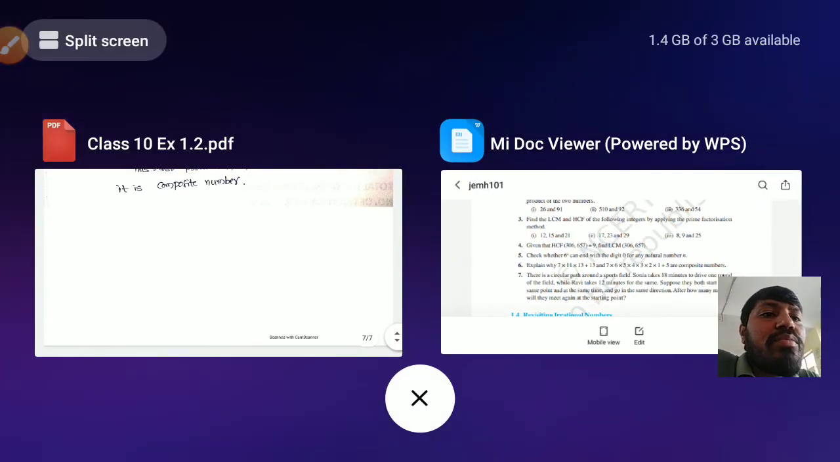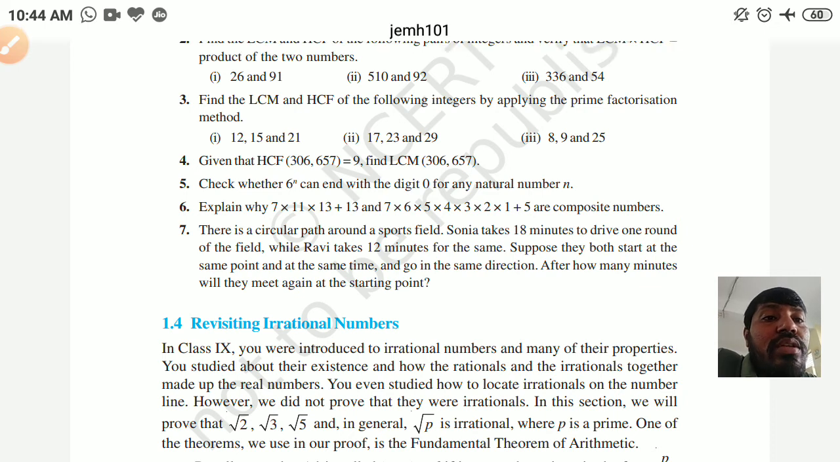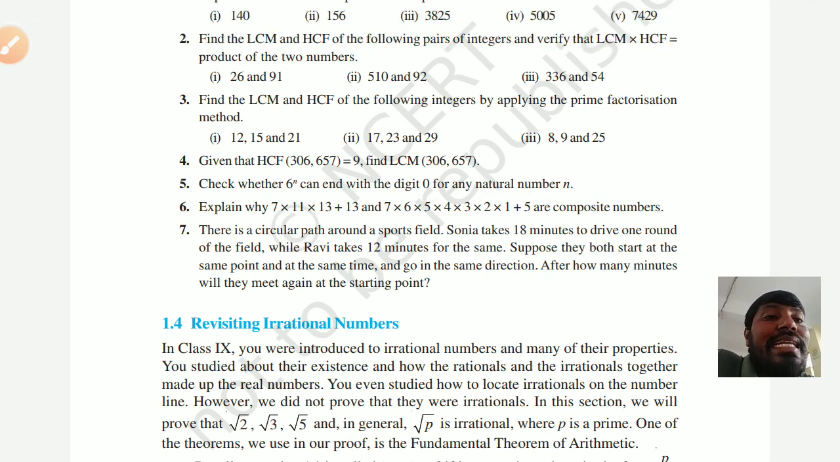And the seventh problem is very easy. Here you can do it as homework. There is a circular path around a sports field. Sonia takes 18 minutes to drive one round on the field and Ravi takes 12 minutes for the same. Suppose they both start at the same point at the same time and go in the same direction. After how many minutes will they meet again at the starting point?